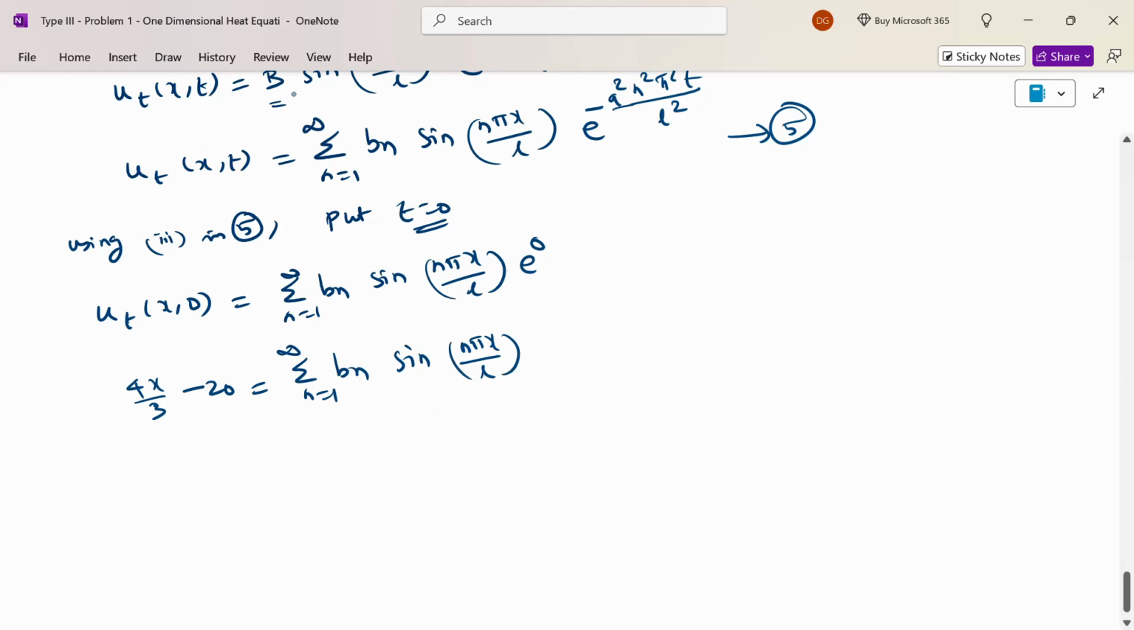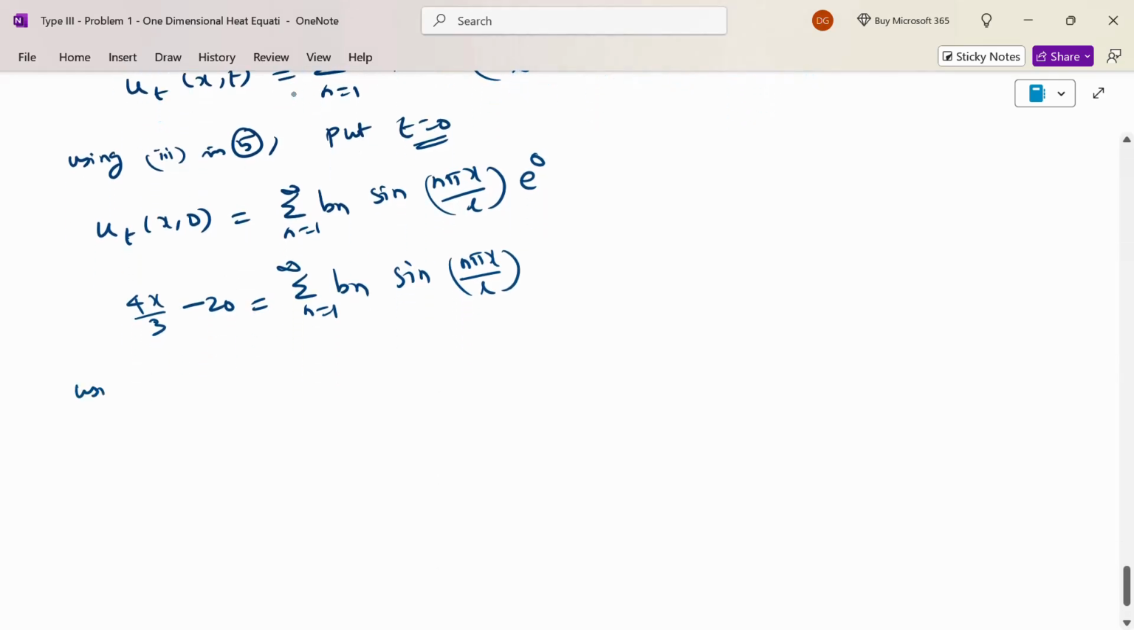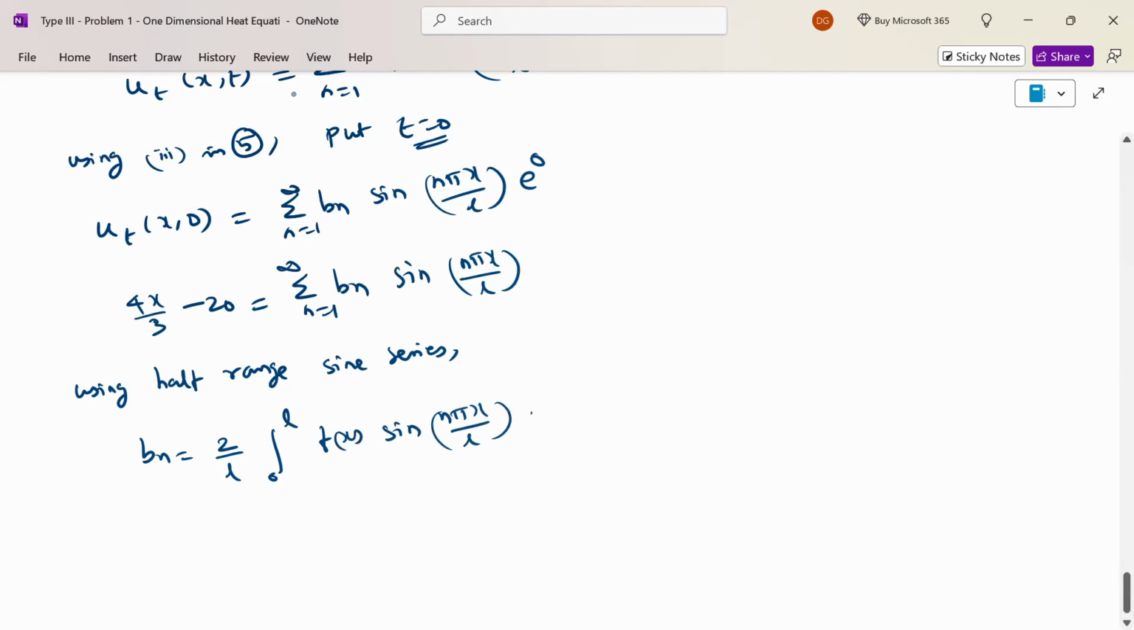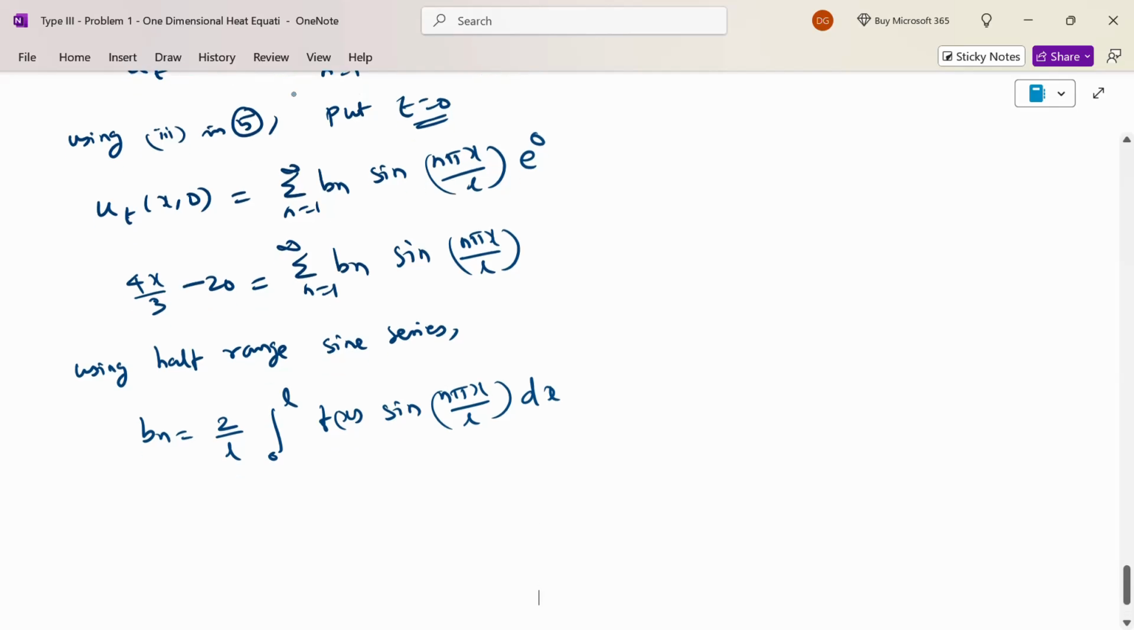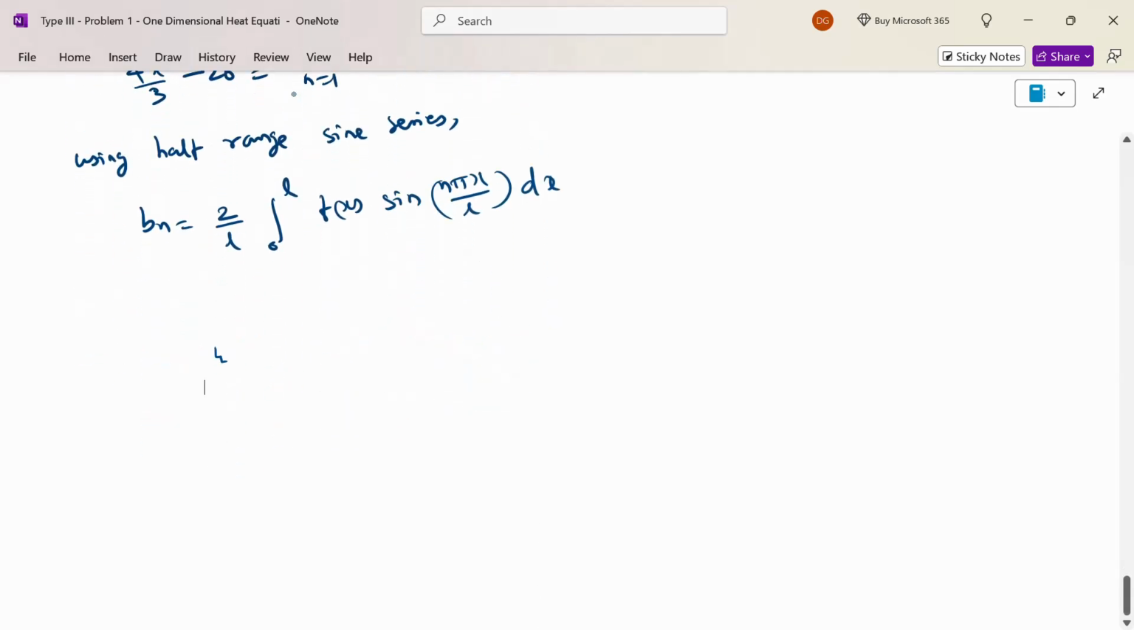Now using the half range sine series, Bn equals 2 by L integral from 0 to L of f of x sin n pi x by L dx. Now substitute: 2 by L integral from 0 to L of (x by 2 minus 20) into sin n pi x by L dx.